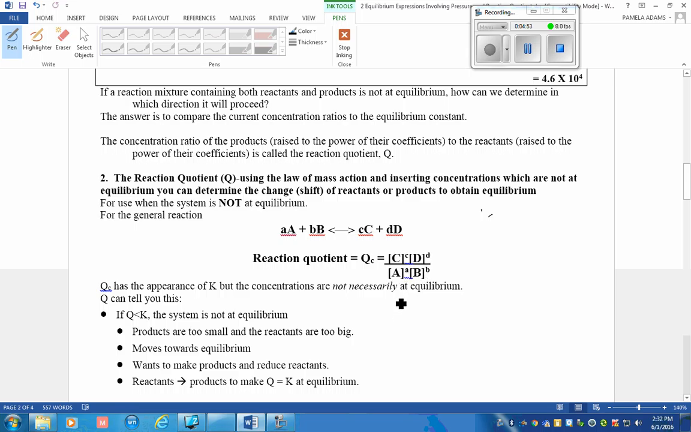So what we're going to do is look at Q and K and make a judgment. If the value of Q is less than K, that means the reaction, in this case this reaction, must make more products to reach equilibrium concentrations. So if Q is less than K, we need the forward reaction to go faster than the reverse reaction until we get to equilibrium.